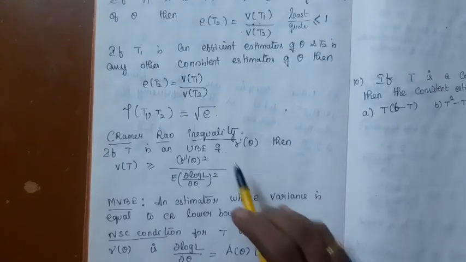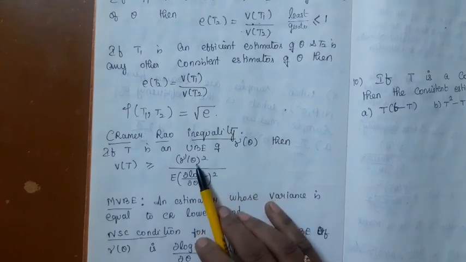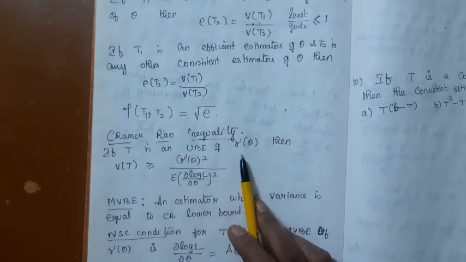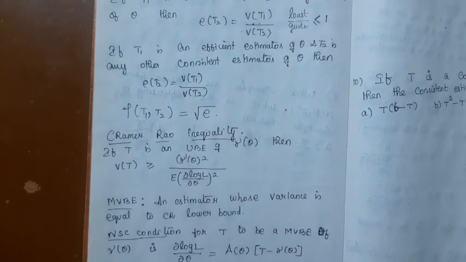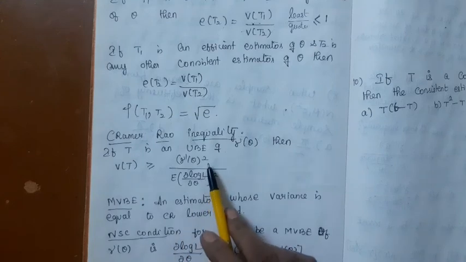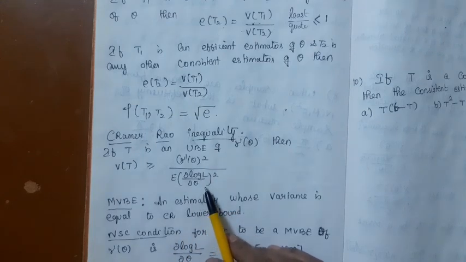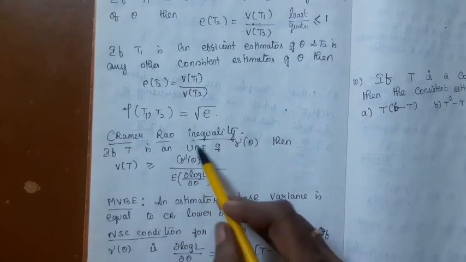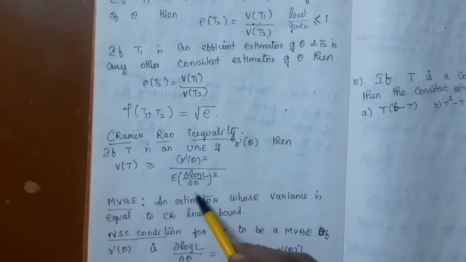The Cramer-Rao inequality gives a lower bound for the variance of an unbiased estimator. If T is an unbiased estimator of gamma theta, then variance of T is greater than or equal to gamma dash theta the whole square divided by expectation of dou log L by dou theta the whole square. If the variance of any particular estimator is equal to this lower bound, then that estimator will be called the minimum variance bound estimator, right?